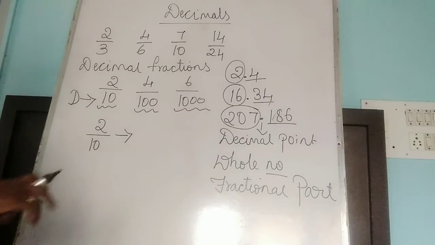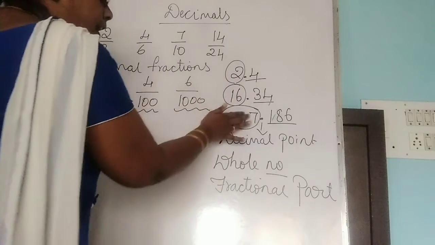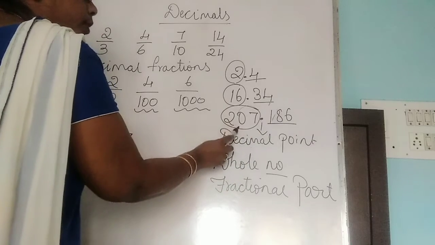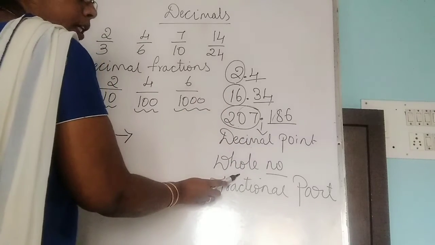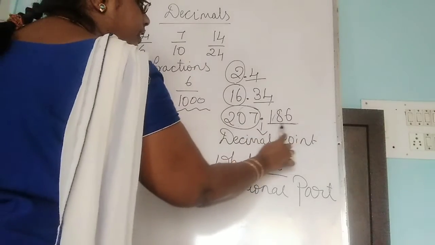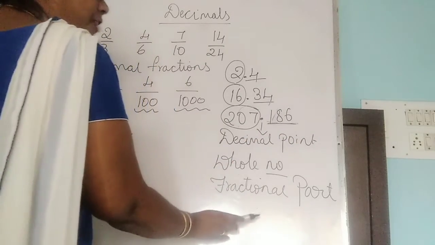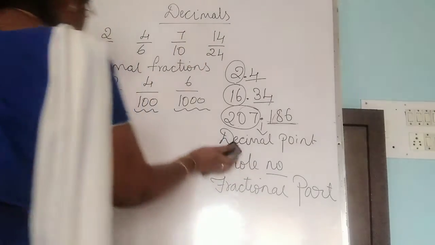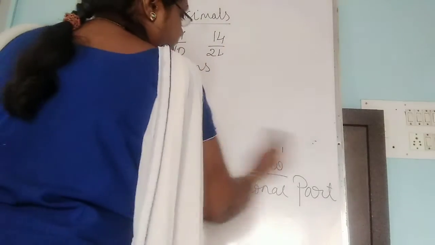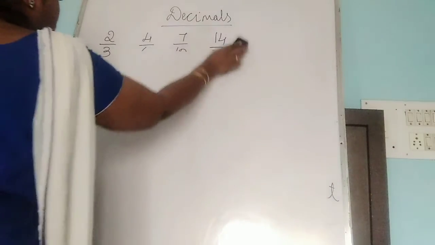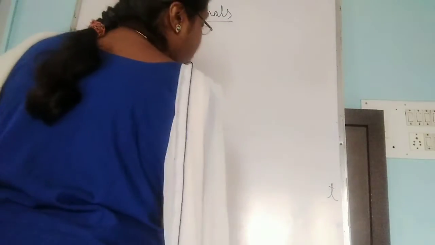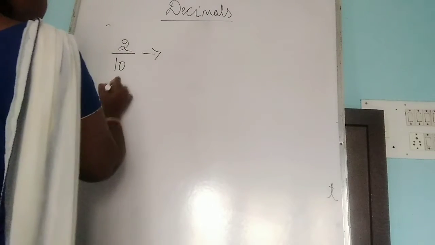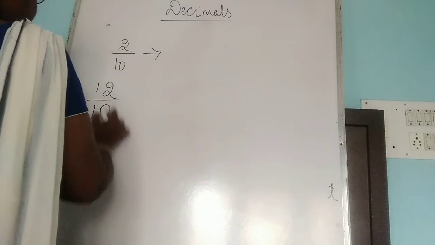Next, you need to learn the different parts of the decimal numbers. This point is called the decimal point. Before the point, whatever numbers are there, it is the whole number. After the point, whatever numbers are there, they are called the fractional part. In the next concept, what we are going to do is convert the fraction to the decimal.